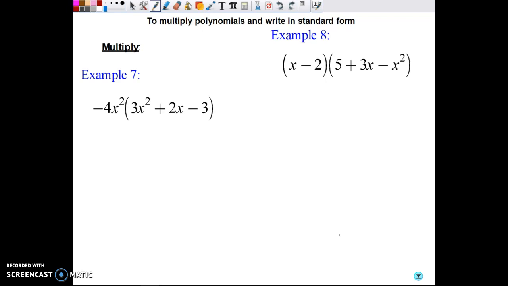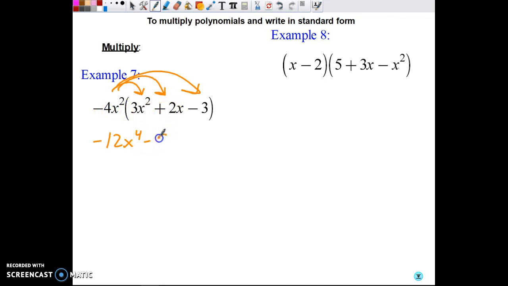In example 7, you see that I have another monomial times a quadratic trinomial. So I'm going to use a similar strategy to what I did at the beginning of the lecture and distribute out each term. Constant times the constant, or in other words, the coefficient multiplied by the coefficient. Negative 12x to the 4th power when I add those together.